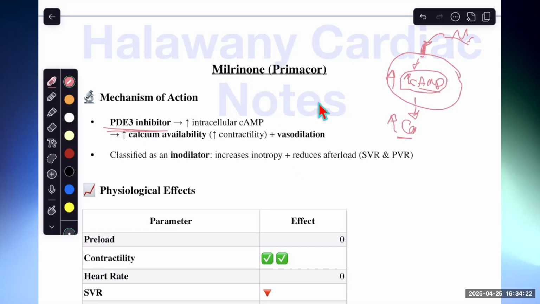Milrinone has a different mechanism. Cyclic AMP is converted to AMP by the phosphodiesterase enzyme. This enzyme is the one inhibited by milrinone, so it will cause an increase of cyclic AMP and increase the intracellular calcium. So it's just a different mechanism. The catecholamines act on the receptors, but this one acts intracellularly.